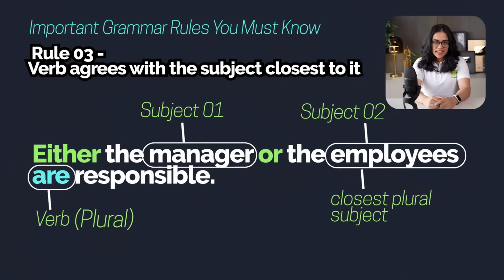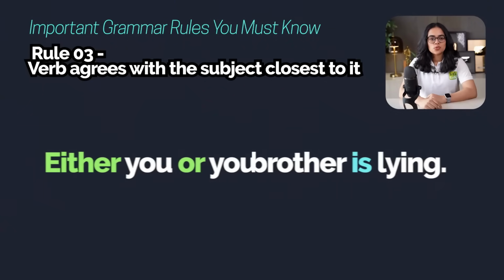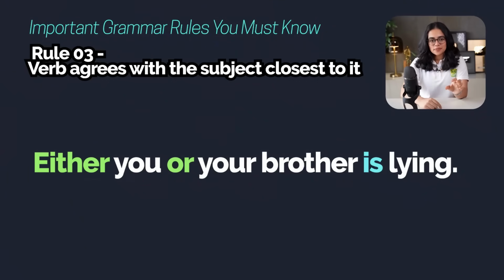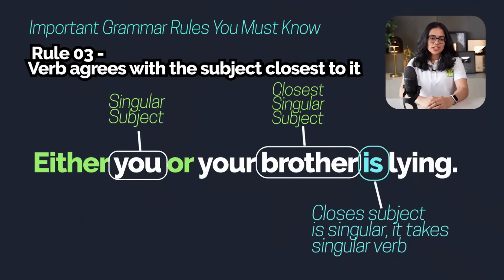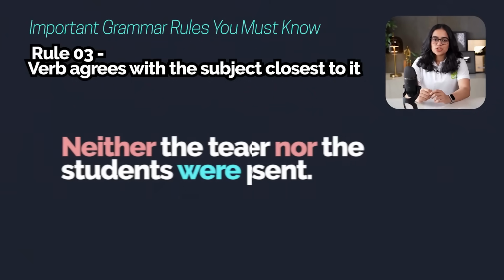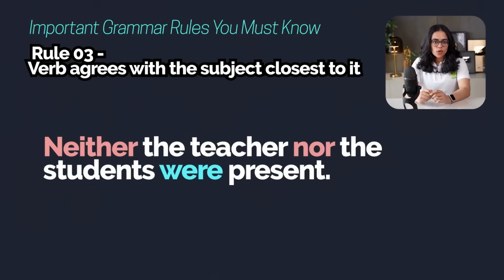People get confused here because they think the subject is manager, which is singular, and we should add is. But the closest subject to the verb is employees and not manager. Here's one more example. Either you or your brother is lying. Here both the subjects are singular and the closest subject is brother, so the verb is. You should always keep this in mind because this is a common mistake people make. Now let's look at neither nor. Neither the teacher nor the students were present.